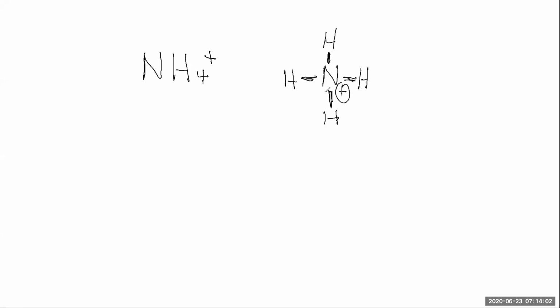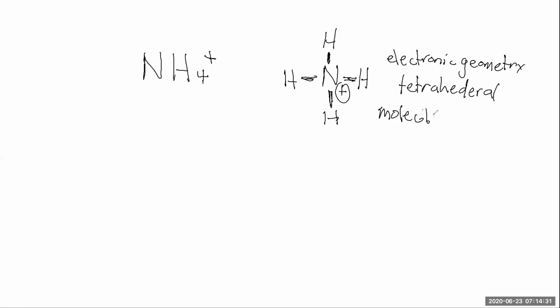there are 4 groups, no lone pairs, so the electronic geometry is tetrahedral. And the molecular geometry, the positions of the atoms themselves, or the nuclei, is tetrahedral too.